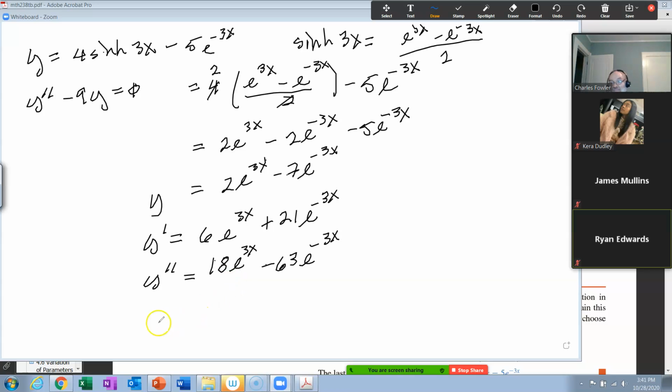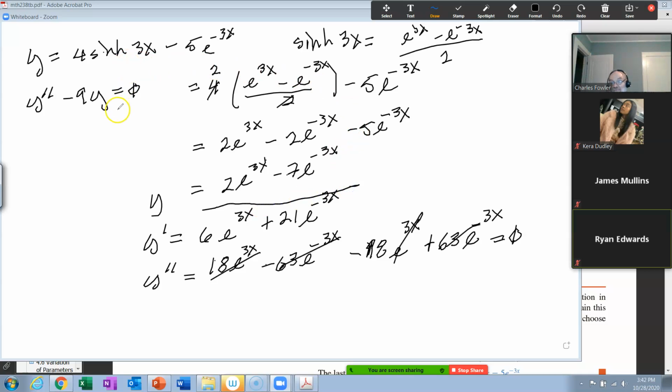Now put these together. y double prime, which would be this, minus 9 times this, so that would be minus 18 e to the 3x, and then minus 7 times minus 9 would be plus 63 e to the minus 3x. And sure enough, these add to 0, these add to 0. So that is equal to 0. So we've just verified that this right here is a solution for that differential equation.